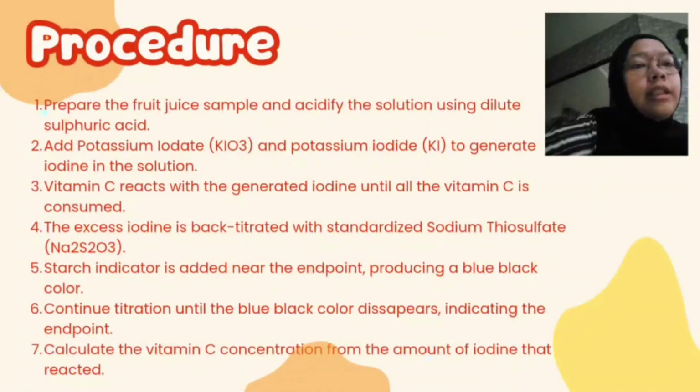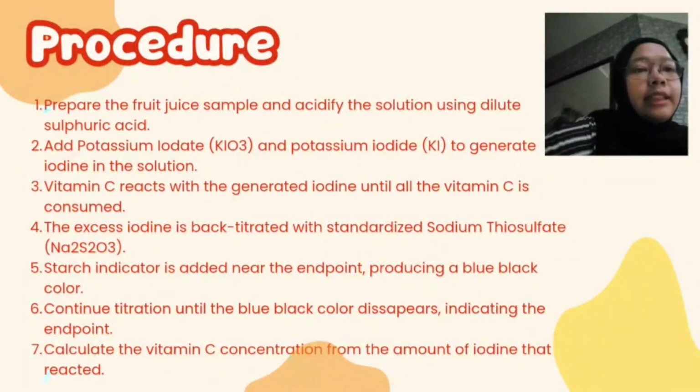For the procedure, first you need to prepare the fruit juice sample and acidify the solution using dilute sulfuric acid. Then add potassium iodate, KIO3, and potassium iodide to generate iodine in the solution. Vitamin C reacts with the generated iodine until all the vitamin C is consumed. The excess iodine is back titrated with standardized sodium thiosulfate.